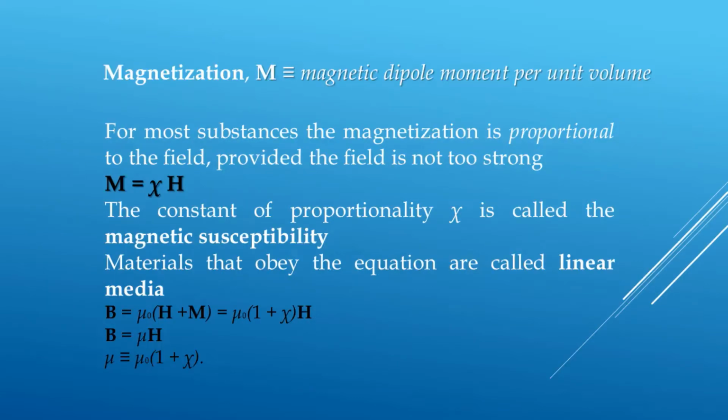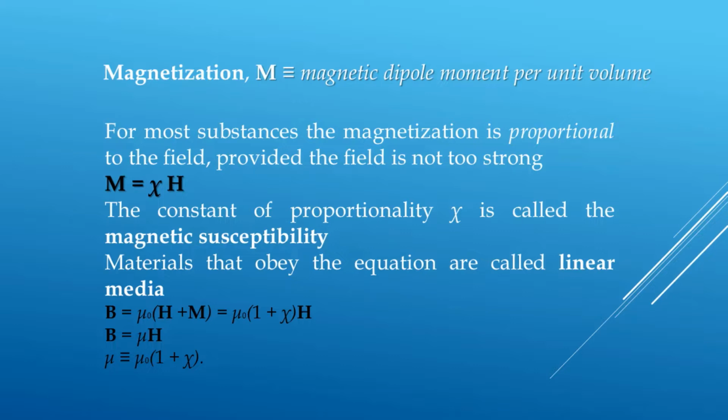In order to understand the magnetic susceptibility, we should know what is magnetization. So magnetization, or capital M, is magnetic dipole moment per unit volume. For most of the materials, the magnetization is proportional to the magnetic field. This proportionality holds when the magnetic field is not too strong.